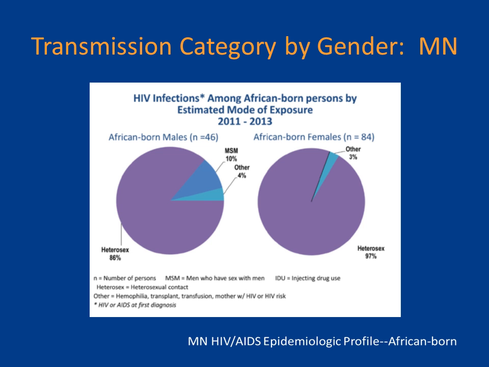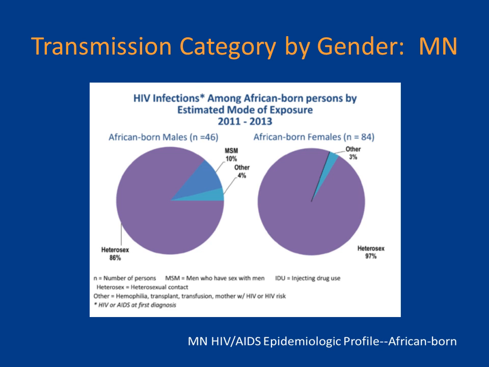This next slide I took directly from the Minnesota HIV/AIDS epidemiologic profile because I thought it was a great contrast to that CDC slide. And this shows the transmission category by gender for African-born cases reported to the state of Minnesota from 2011 to 2013. And again, if you look at the figure on the left, among males in Minnesota, they saw that 86% of the male cases were thought to have acquired HIV through heterosexual contact.